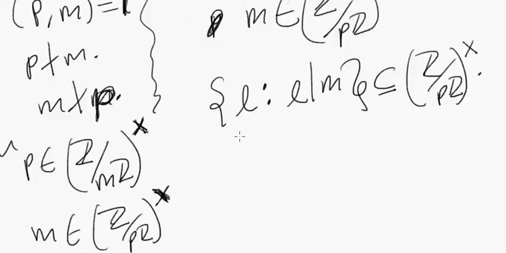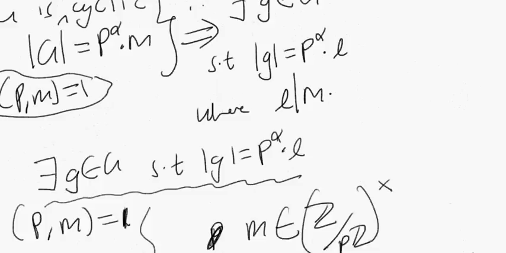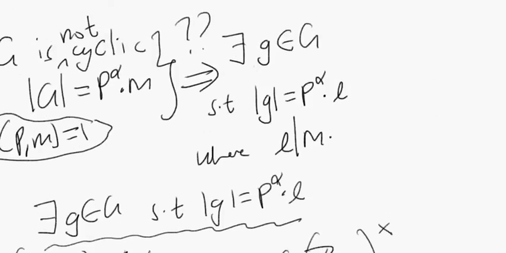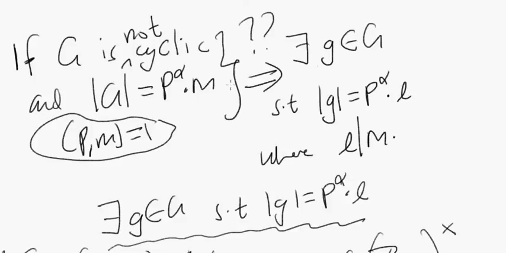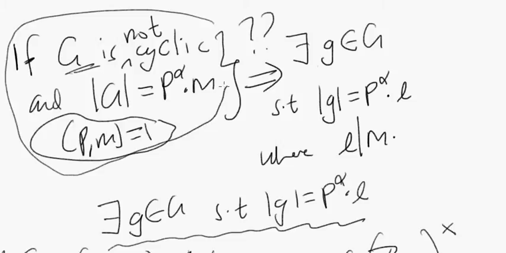Now we're looking at, again, we're trying to prove this proposition, and it seems that our problem is boiling down to this. If we can prove that for a group that is not cyclic, where the order of the group is p to the alpha times m, where p and m are relatively prime, then there is some element whose order equals p to the alpha times L, where L is a divisor of m. Okay, so that's a mouthful.